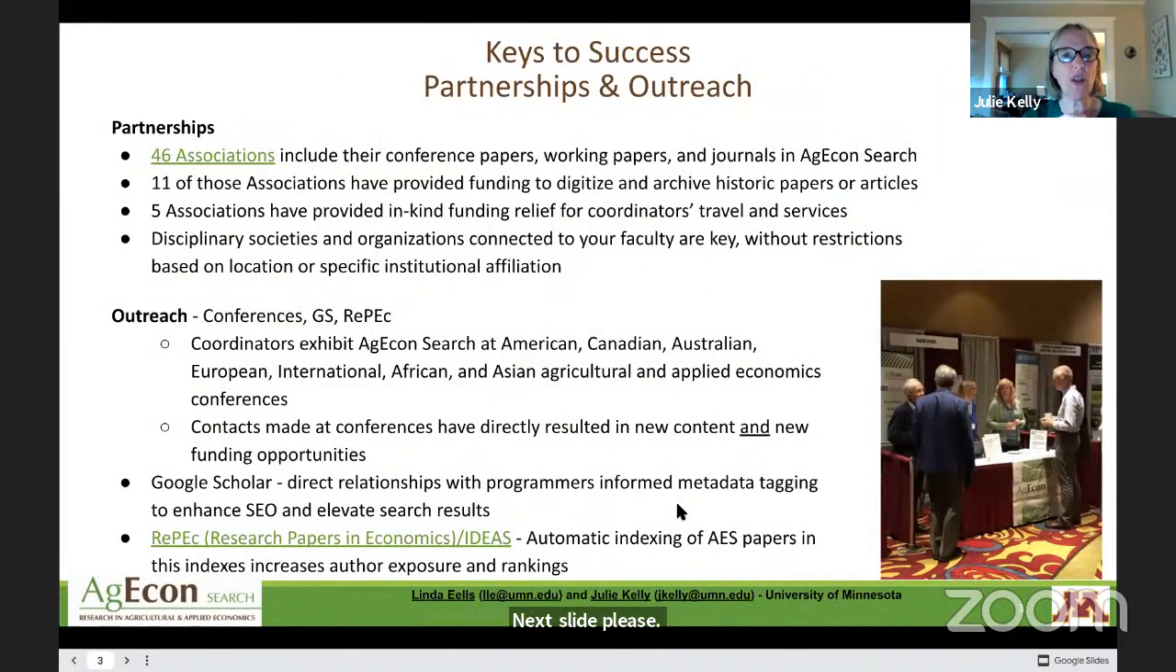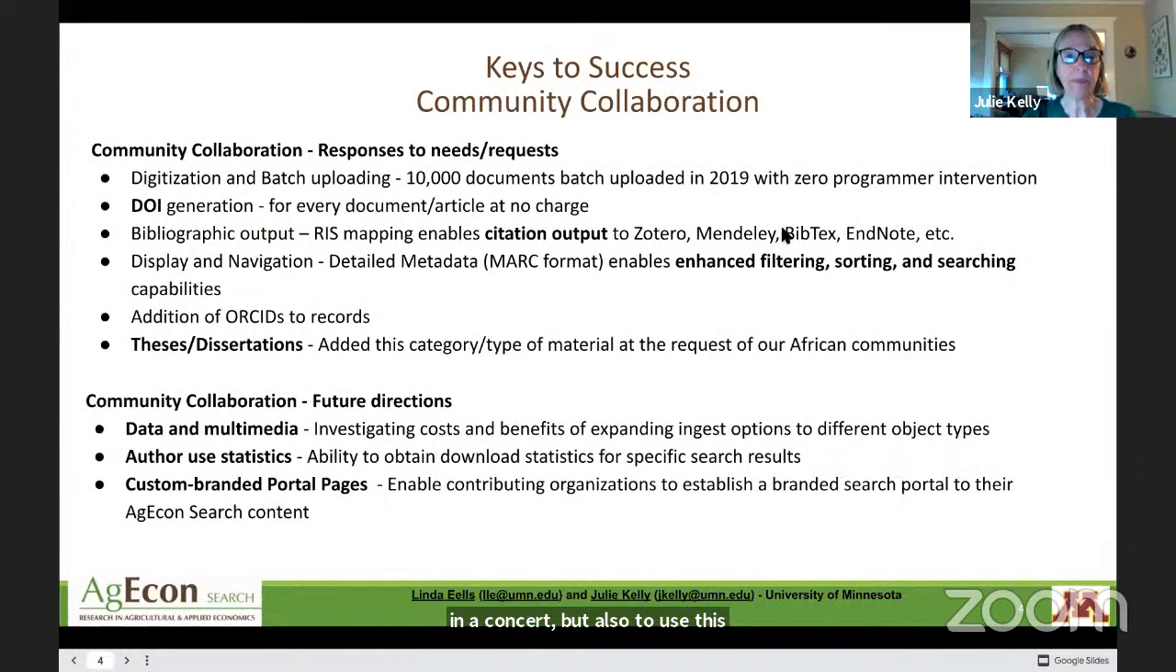It's those relationships with our professional associations that have really helped us grow. We're a distributed network, which means that in the early days, everyone did a little bit of work. Every single one of the 450 authors at a conference had to upload their own paper. Now we do a lot more with batch. A lot more of the work has sort of fallen to us. We do a great deal of outreach. We go to conferences. We try to convince people not only to put their materials in AgEcon Search, but also to use it. Next slide, please.